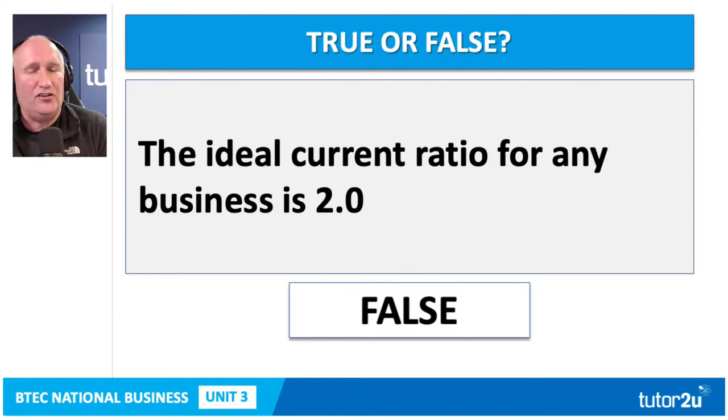So if current assets are twice the current liabilities, it just means you've got enough current assets to pay your current liabilities. In fact, you've got twice as many. But is that good or bad? Is it ideal? It all depends. Tesco, for example, has a current ratio of about 0.4:1. Why is it so low? Because it owes lots of money to suppliers who need to supply it, and it generates lots of cash, and it doesn't need to have a high current ratio.